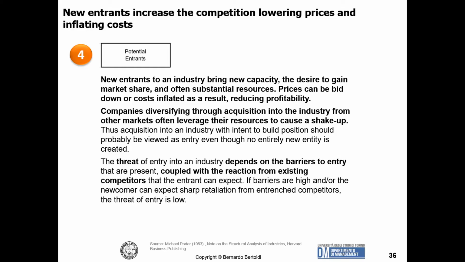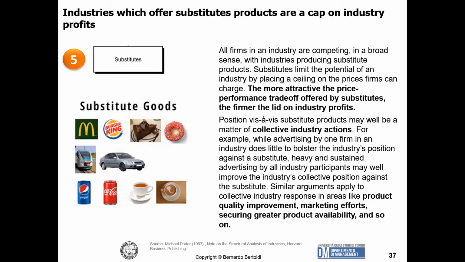This can happen either because someone is, let's say, on a greenfield approach, creating new companies or new production capacity within an industry, or because some players outside the industry are investing, buying companies within the industry, bringing a new strategy, so changing the acquired company and changing the level of competition within an industry. And then we have substitutes.